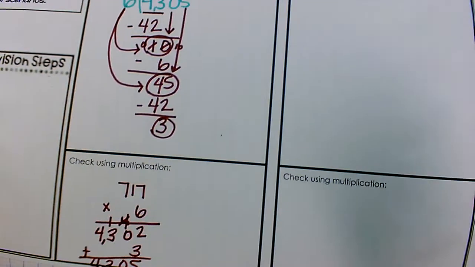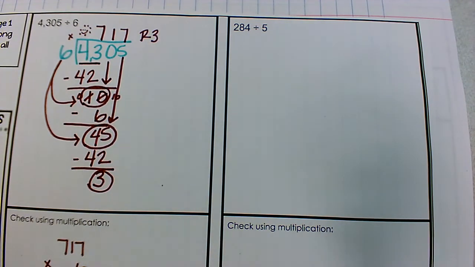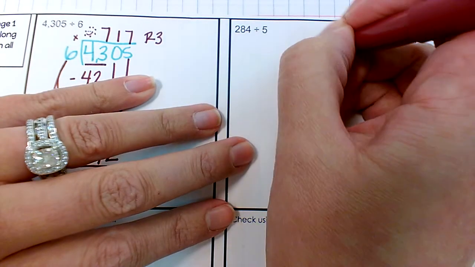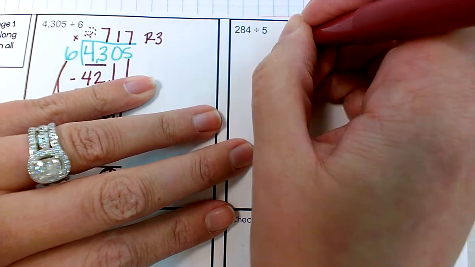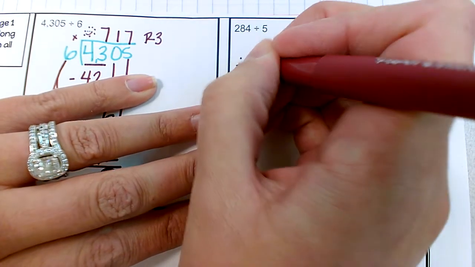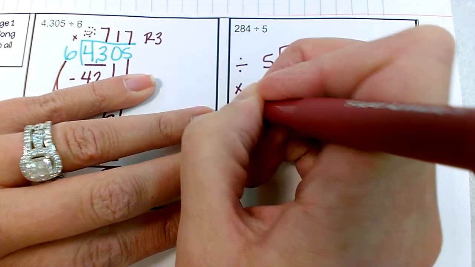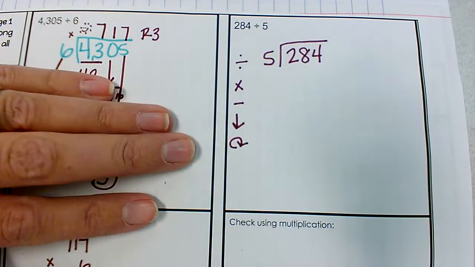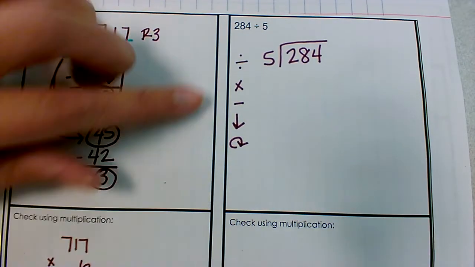Let's check out our next one. Our next problem is 284 divided by 5. So let's first write our problem. And I'm going to refresh my memory on those steps. So I'm going to write them down here to the side. Divide, multiply, subtract, bring it down, start it over. So let's get ready to divide.